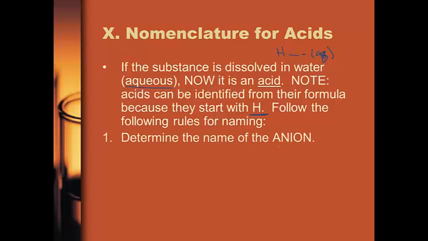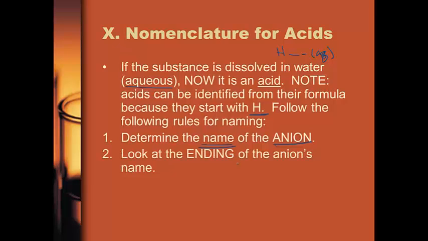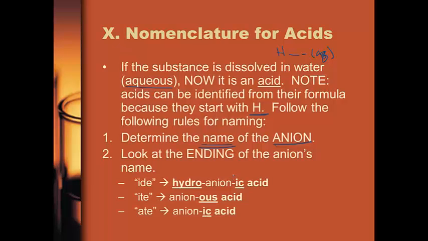First of all, look at the formula, figure out the anion, and more importantly, what's the name of the anion. Anions will always end in one of these three endings: "ide", "ite", or "ate". So how you name the acid depends on the anion's name. If it ends in "ide", you put hydro in front of that anion, change the "ide" to "ic", and then add the word acid to it.